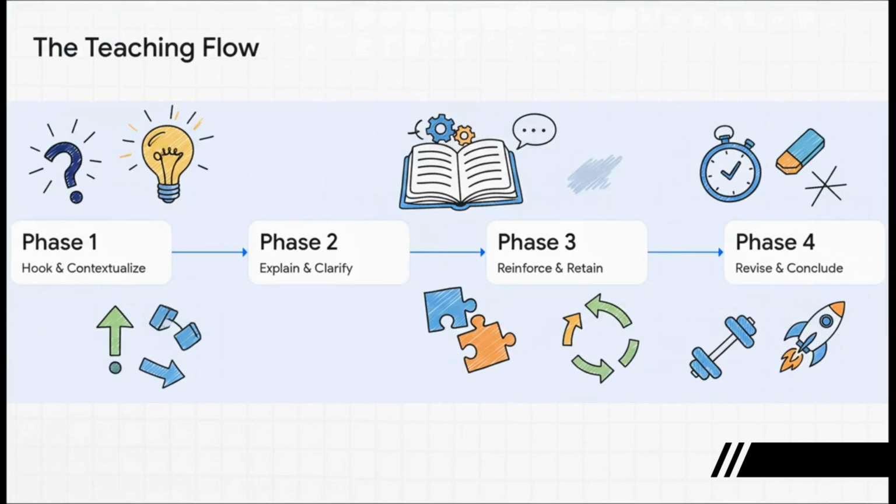So if we zoom out, you can see the whole blueprint breaks down into these 4 key phases. It all starts with that powerful hook we just saw, then it gives context for why it's important. From there, it moves into a super clear explanation, reinforces it all with practice, and then wraps up with a quick revision to make sure it all sticks. Let's dive into that first phase.